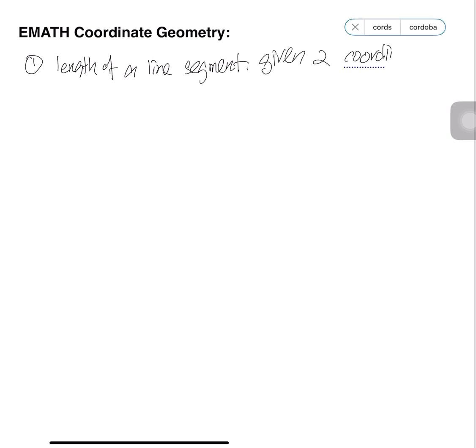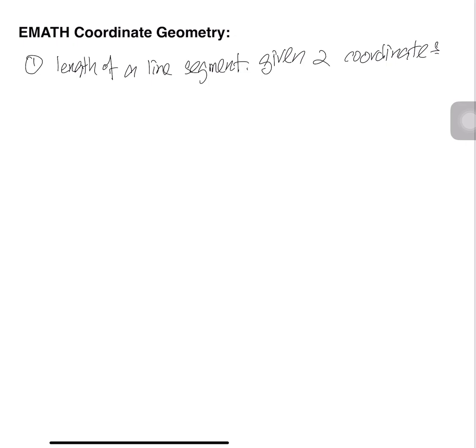Okay, so for today we are doing EMATH coordinate geometry. There are three parts, so you go through them one by one. For the first part, the first one we have is to find the length of a line segment, given two coordinates. Let's take a look at how we're going to do it.